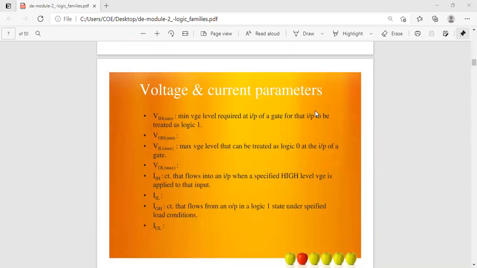And then coming to the voltage and current parameters, there is no need of explanation, but anyhow: VIH, the minimum input voltage, output voltage minimum, input voltage maximum, output voltage maximum, input current minimum, input current maximum, output current minimum, output current maximum. All are under which state? That means low level or high level. So over the level there is a current and voltage, which are called voltage and current parameters.